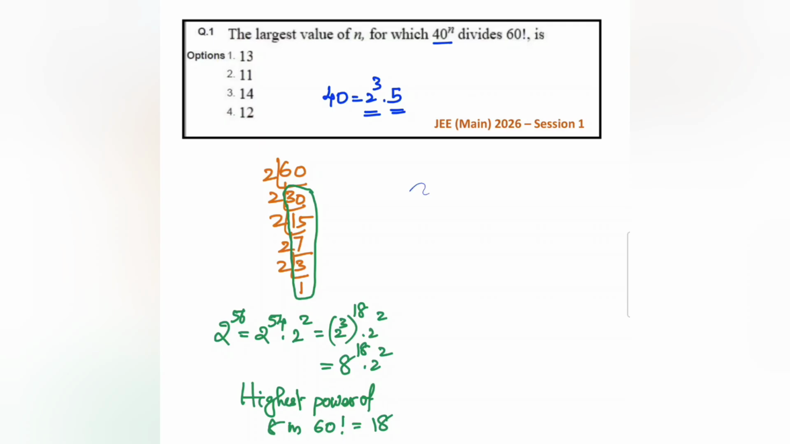Similarly, what you have to do now here is find the highest power of 5. So for the highest power of 5, 60 divided by 5 is 12, divided by 5 is 2. So finally we get 12 plus 2, which means the highest power of 5 is 14.